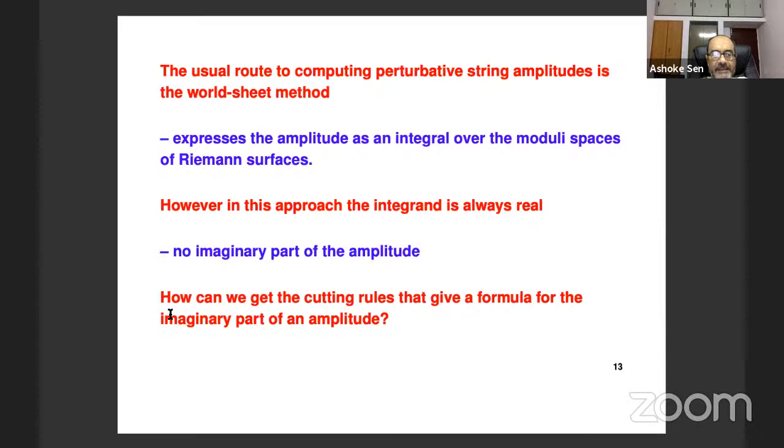Given this, one can ask how we can get the cutting rules, because cutting rules are supposed to give a formula for the imaginary part of the amplitude. So how do we get cutting rules at all, even in perturbative string amplitudes?